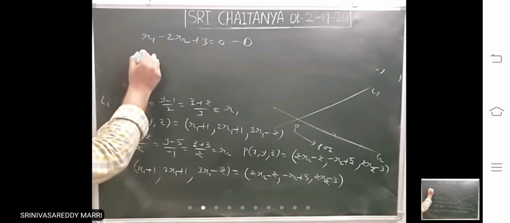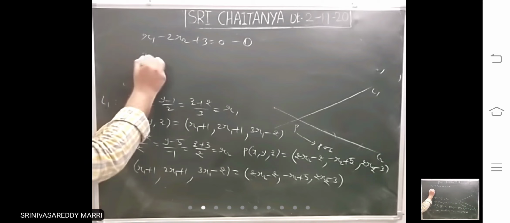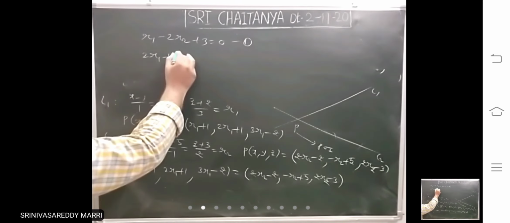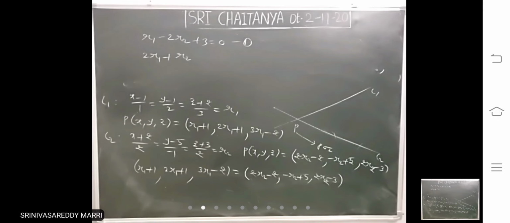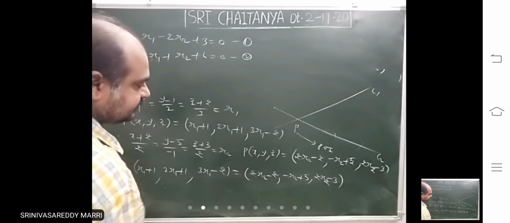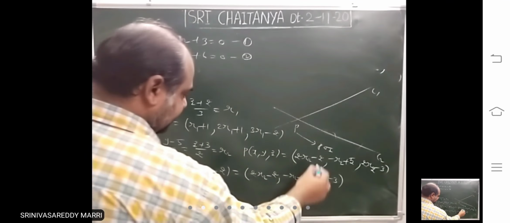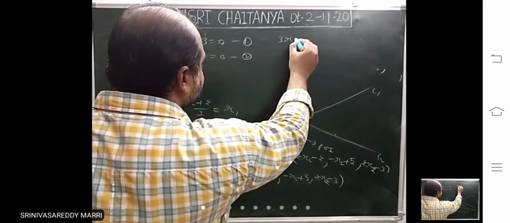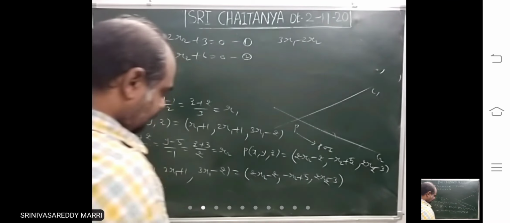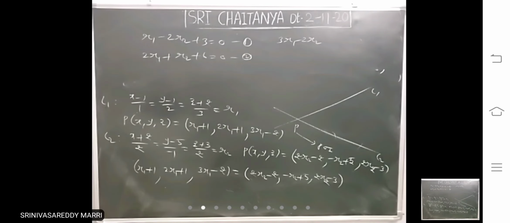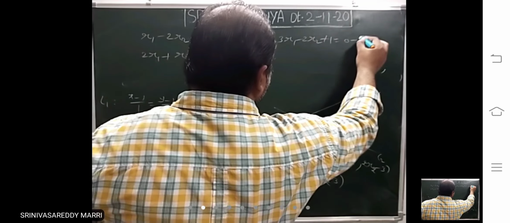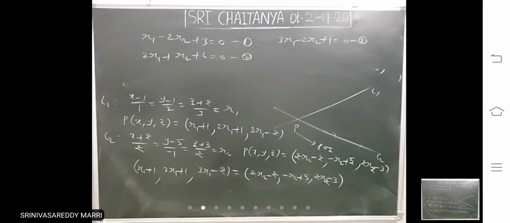I have equated the x coordinates; now the y coordinates. This is equal to this. That means bring this side 2R1 plus R2 plus 6 equal to 0. Let us say this is the second equation. Equate this to this and write the third equation: 3R1, bring this side minus 2R2, so minus 2R2 minus 2 plus 3 plus 1 equal to 0. Like that, you form three equations.